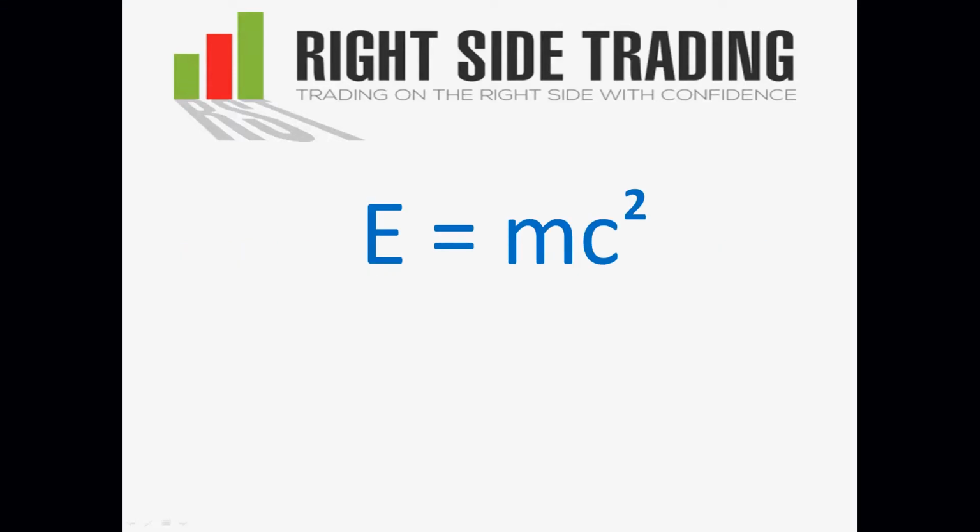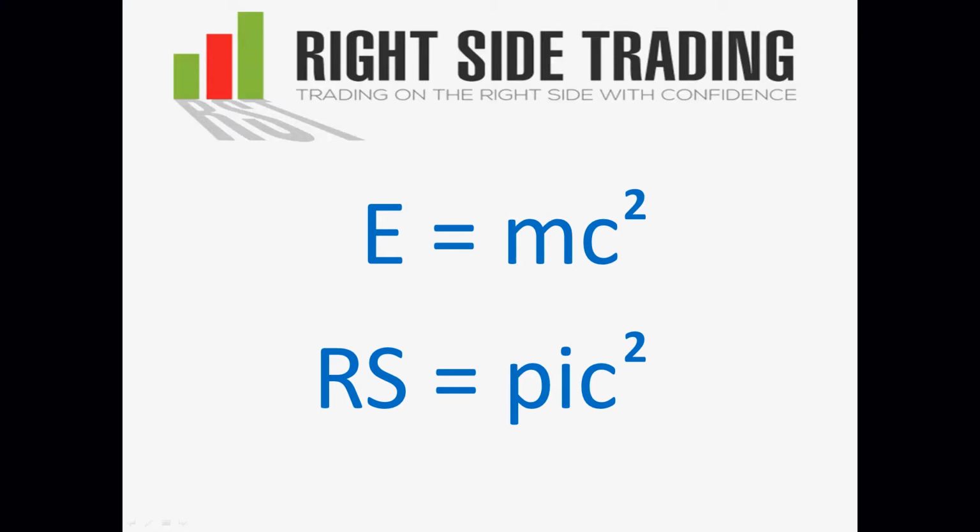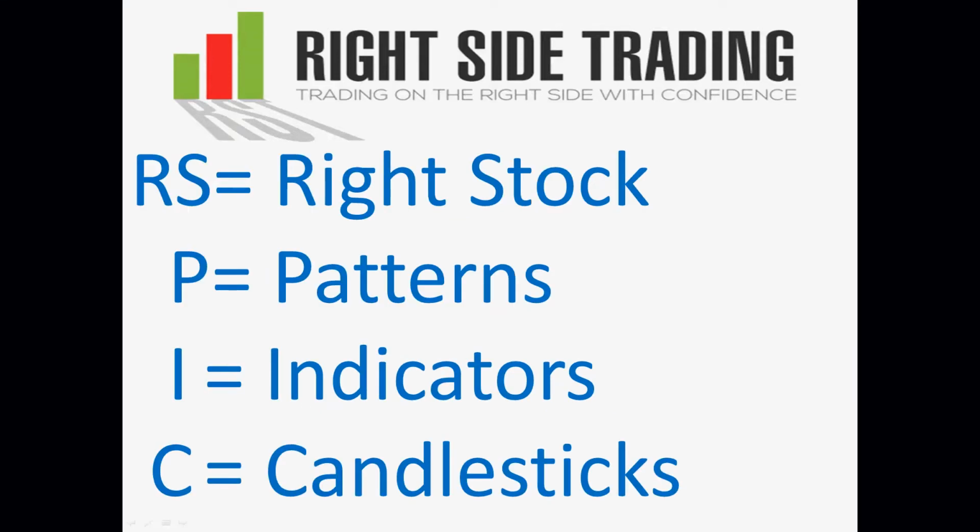If you remember Einstein coming out with E equals mc squared and how revolutionary that was, the fact of the matter is, we're not Einsteins, but there's something really close to that, and we call that RS equals PIC squared. And what do we mean by RS equals PIC squared? Well, the RS stands for the right stock, or in some cases, the right side. So we want to make sure that we're on the right stock, and that we're on the right side of any trade that we are in.